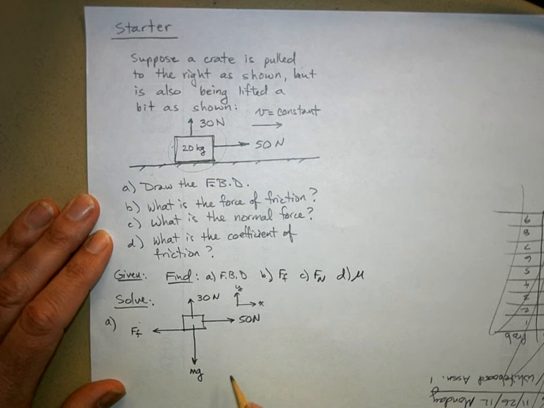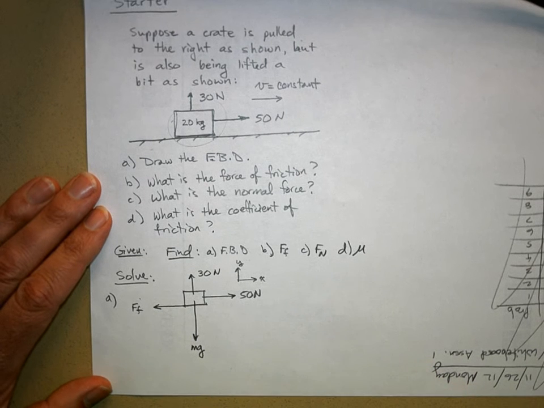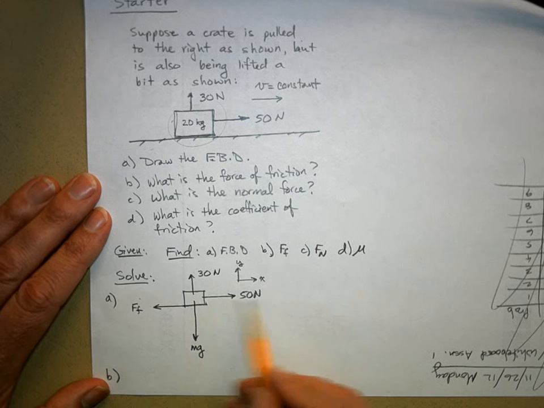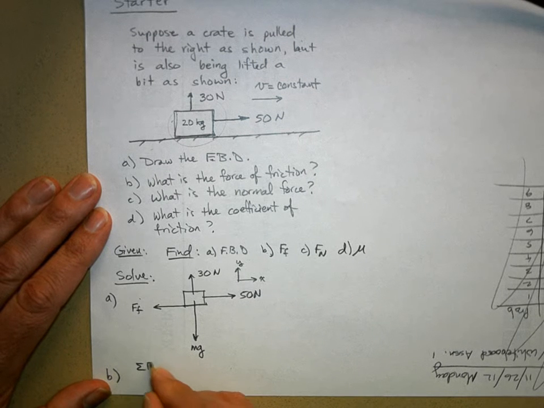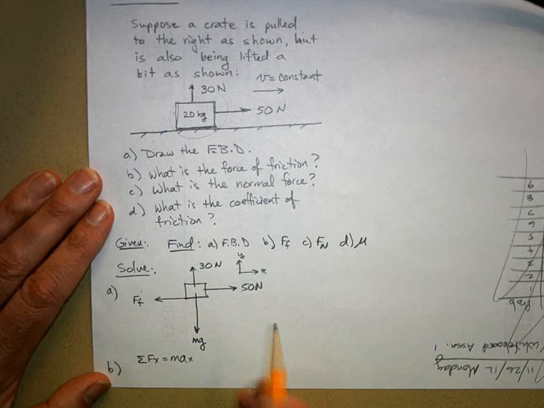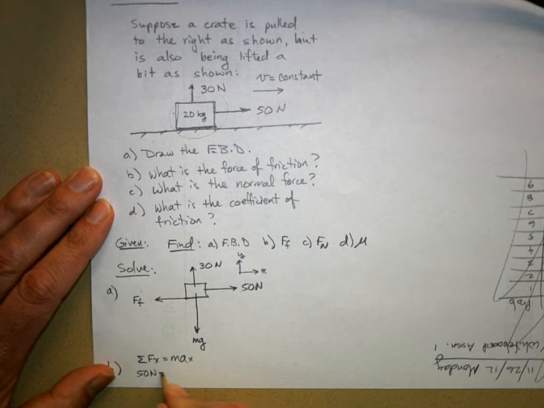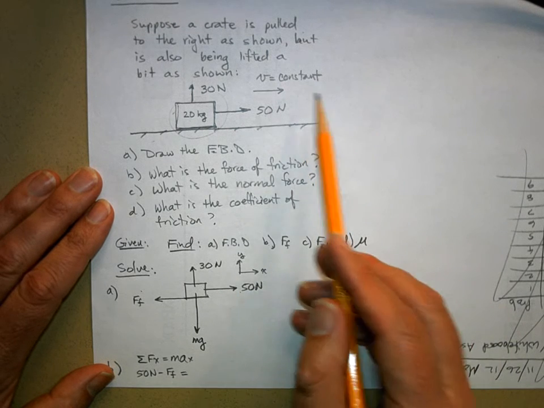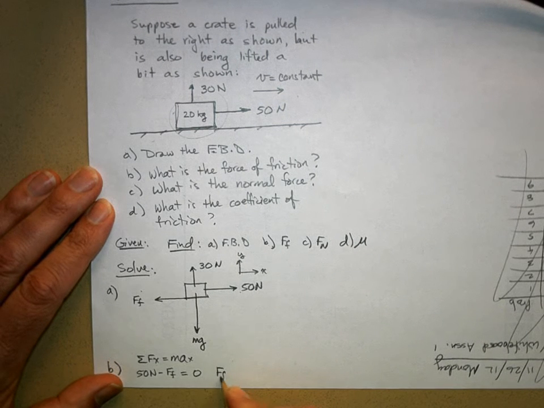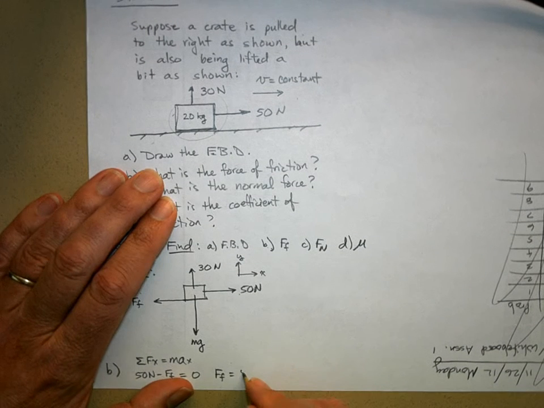Now, let's do part B. I do part B by starting off by summing, look, the force of friction is one of the x direction forces, so we'll sum the forces in the x direction equals ma in the x direction. So I'll look in the x direction. I've only got two forces, 50 newtons minus the force of friction equals, now it says that this object is moving with constant velocity, so the acceleration is 0, so that's equal to 0. So therefore, this is quite easy. The force of friction is 50 newtons.